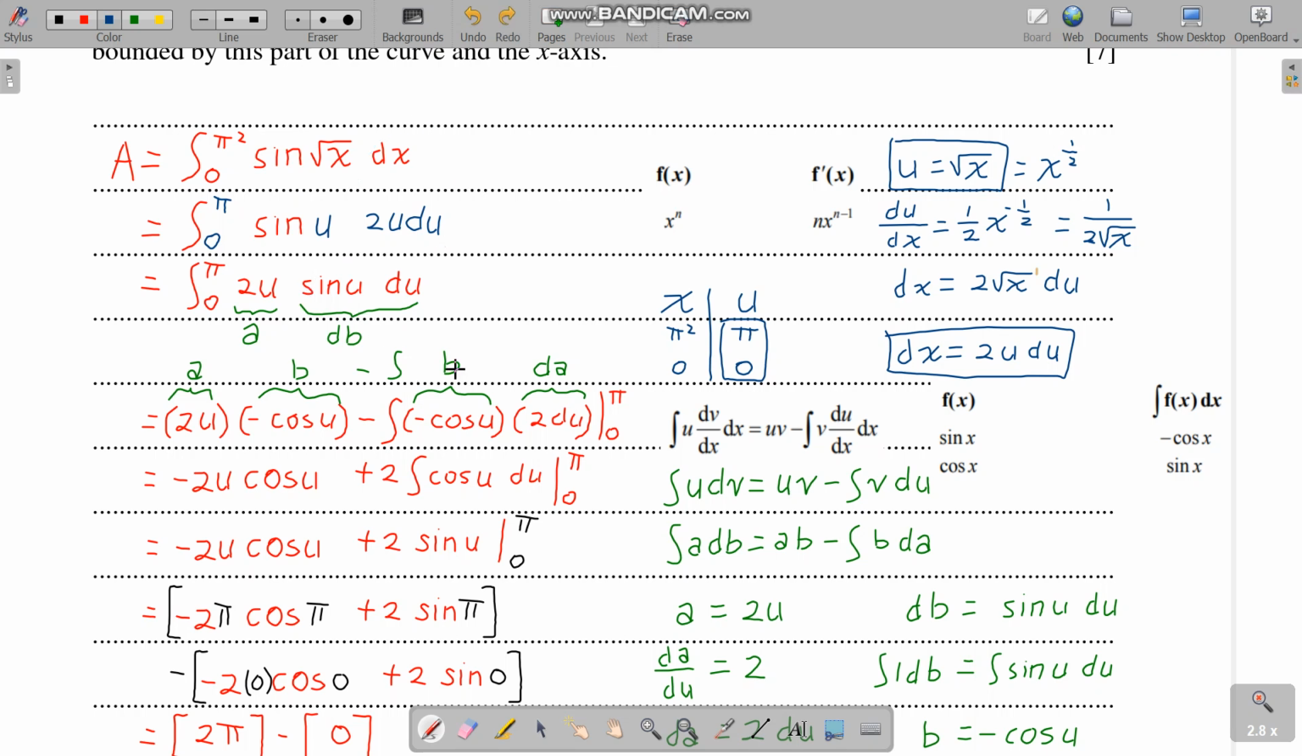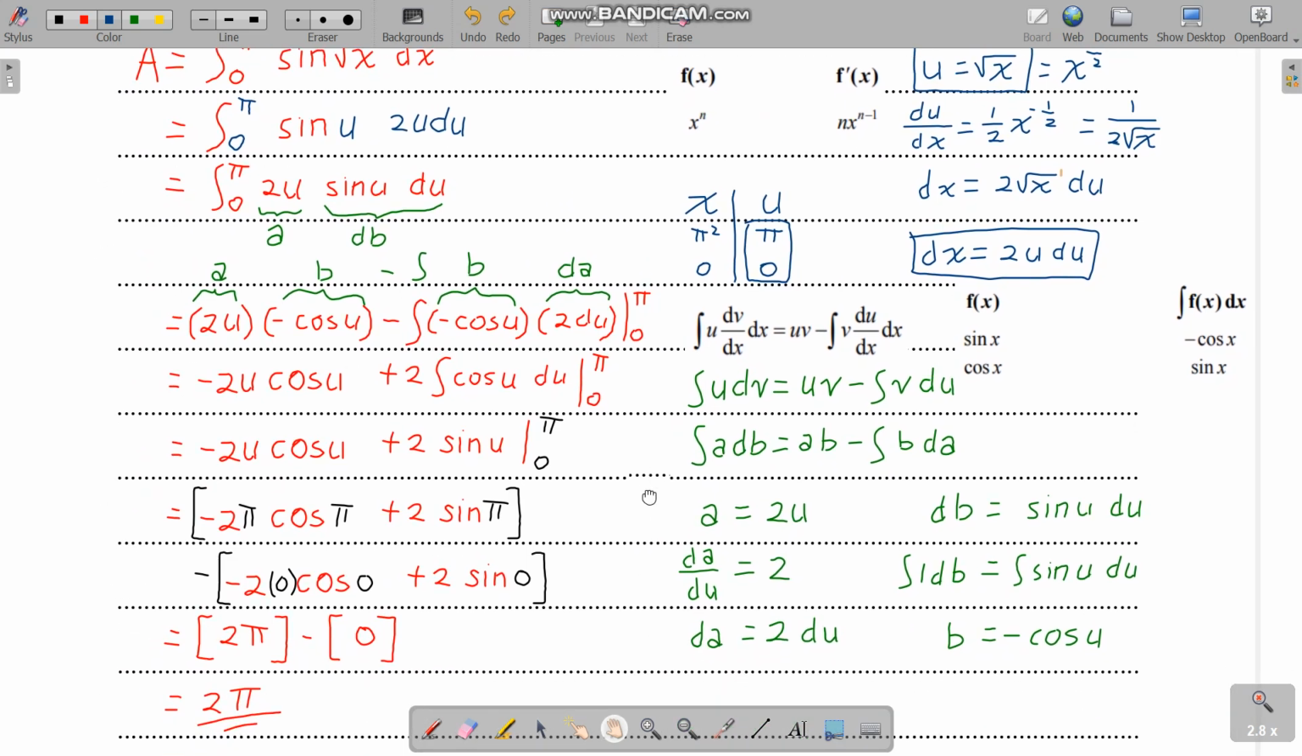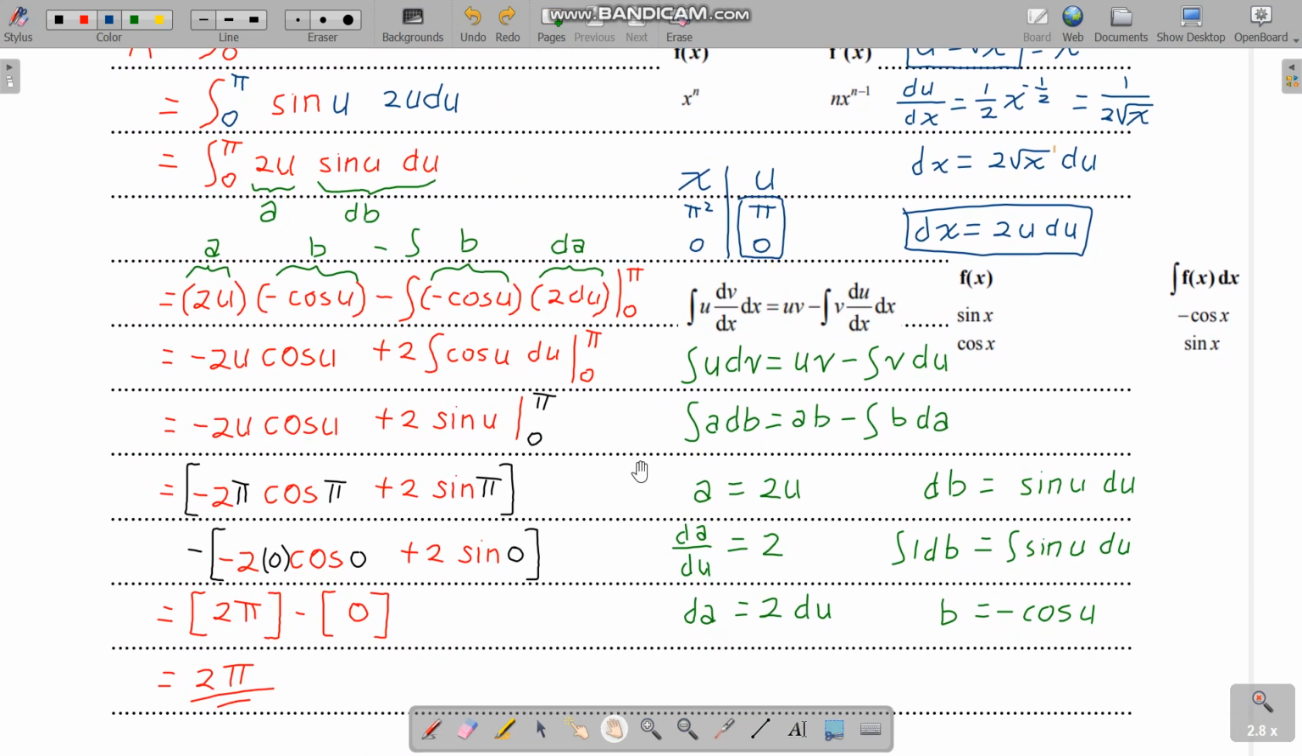Now we can integrate. The problem is we cannot integrate directly because we have to use integration by parts. This is the integration by parts formula in the MF19. If you simplify the fractions here, we use this form: integral u dv equals uv minus integral v du.